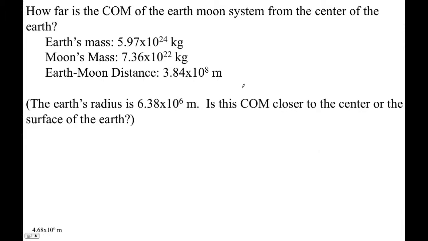If you do this problem, you'll know why there's 2 tides a day instead of 1. Okay, so this is M1, right? We'll say that's M1. And X1 is 0. This is M2, and X2 is the Earth-Moon distance, 3.84 times 10 to the 8th, right?